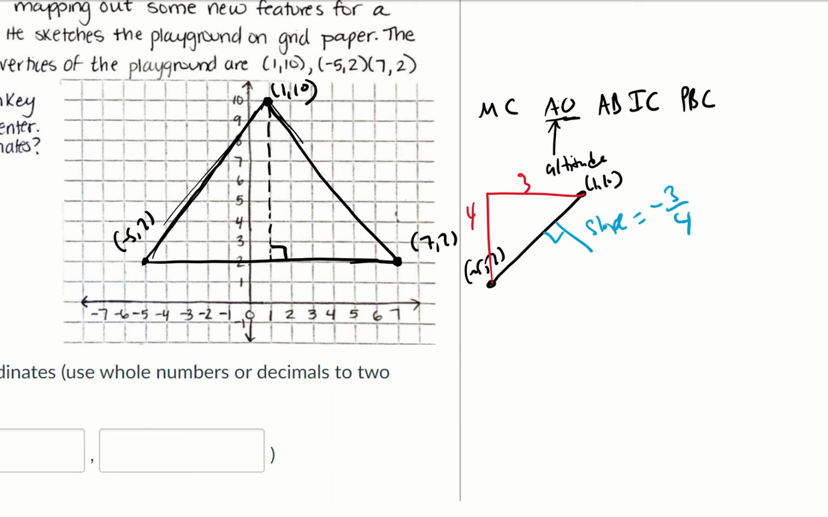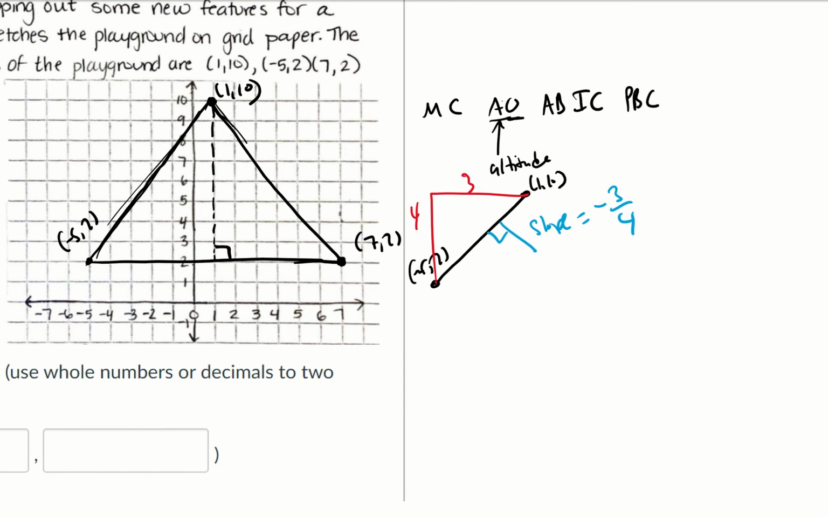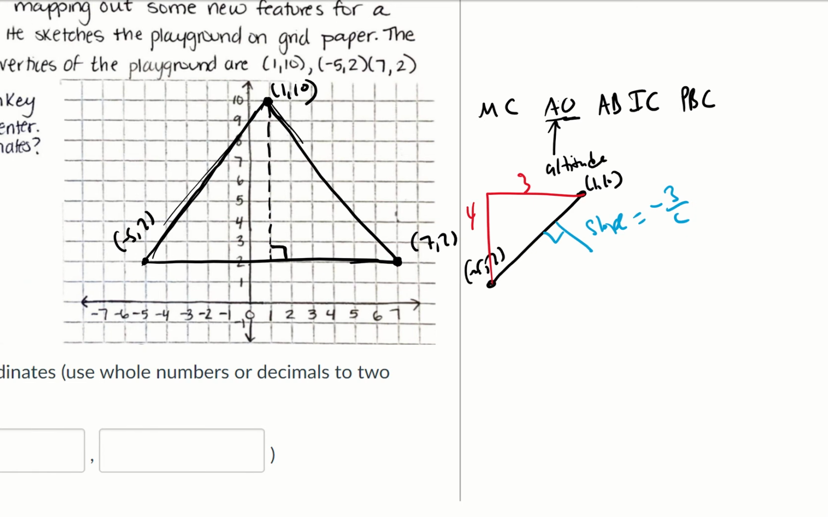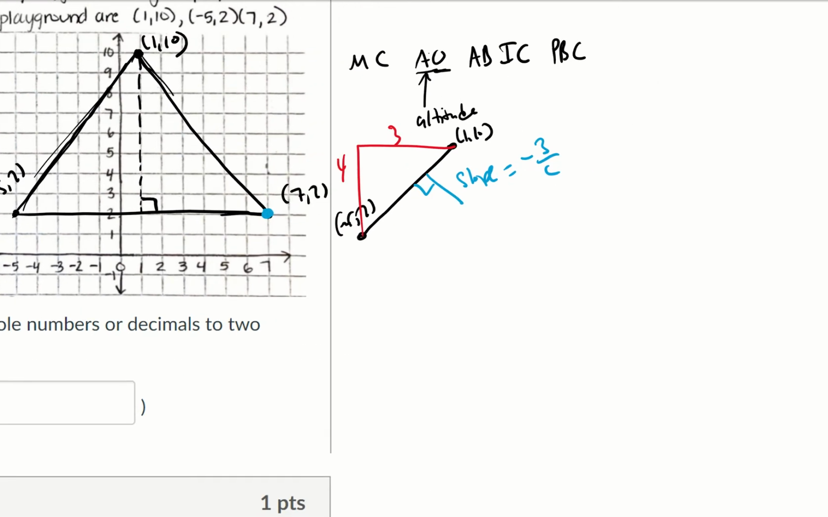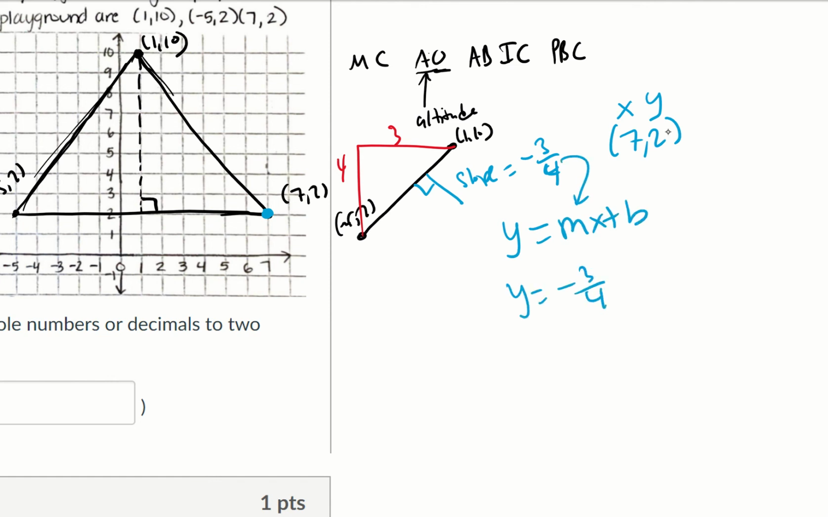And so we're going to do the same thing here. We're going to figure out the equation of the line that's going to go from this corner onwards with a slope of negative 3 over 4. Okay, so we're going to clearly use this point because we're going from that corner. So we're going to use negative 3 over 4 and 7, 2 as my information for the equation of the line. So let's go ahead and find it. y equals mx plus b. Let's plug in the slope. Now let's plug in x and y.